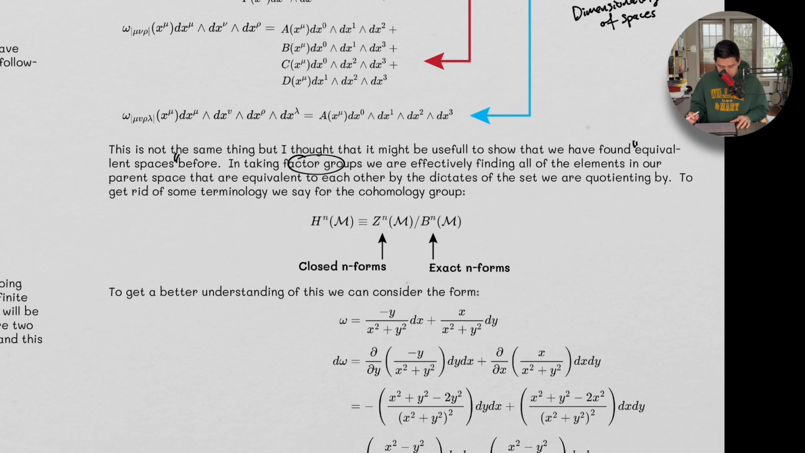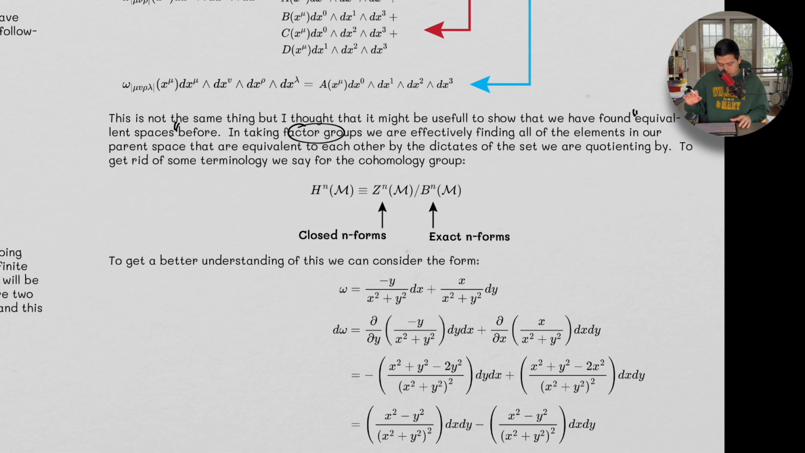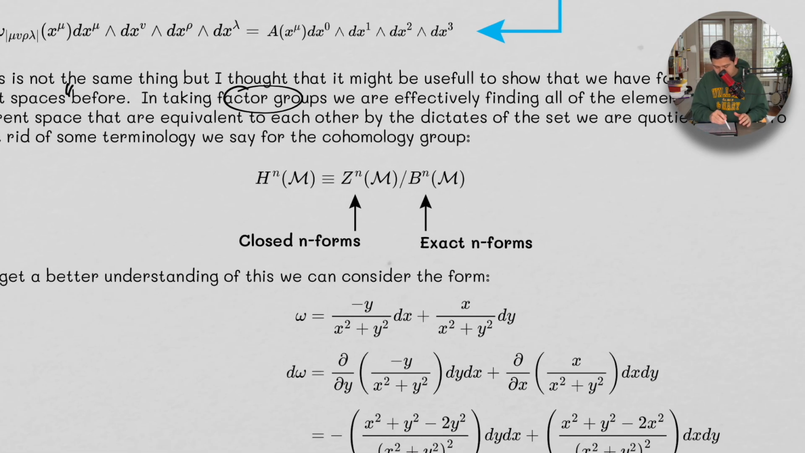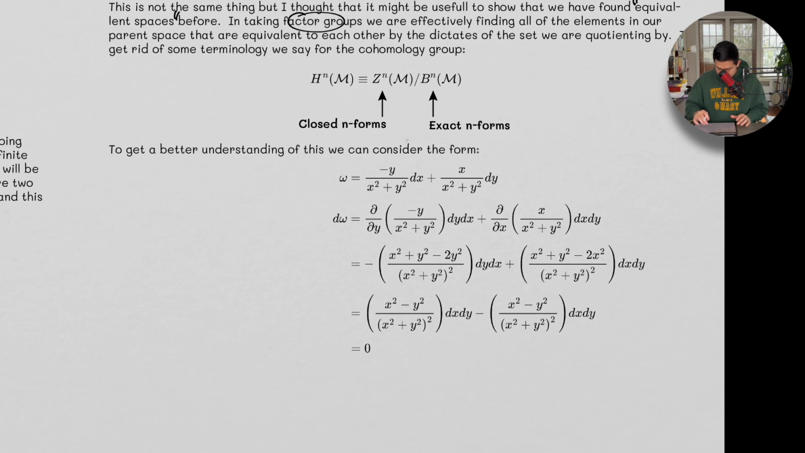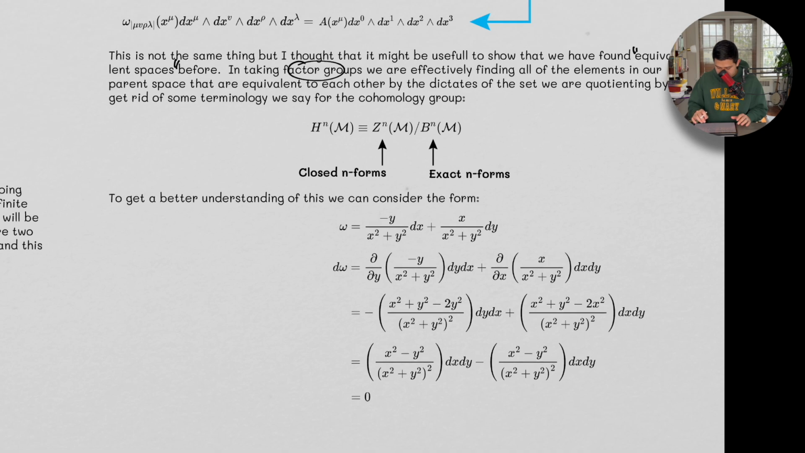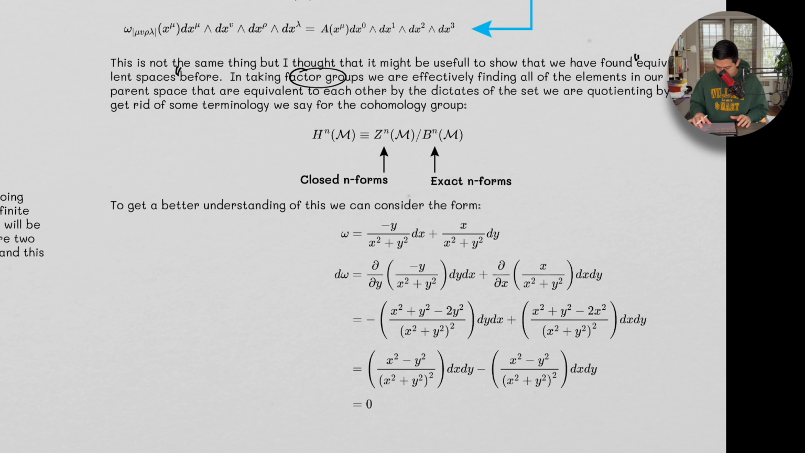To get rid of some of the terminology really quick, what we're going to say when we start talking about cohomologies or cohomology groups is that we have closed n-forms and exact n-forms. And let's now talk about an example. And this is where I think I will stop.